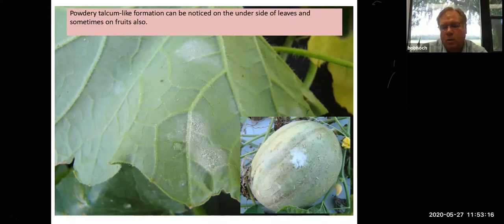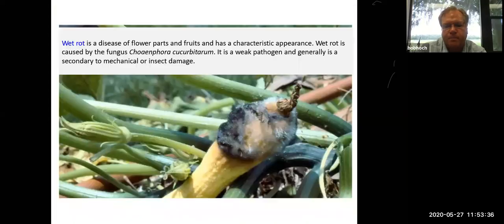Even neem oil is touted as having some control for powdery mildew, and I just have not seen that to be very effective. So in the end, I think I'm going to leave on the table here a disappointment that we don't really have very good remedies available to us in a garden situation.